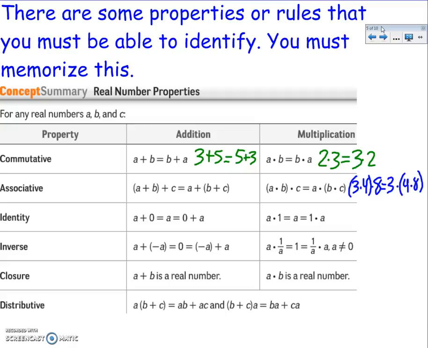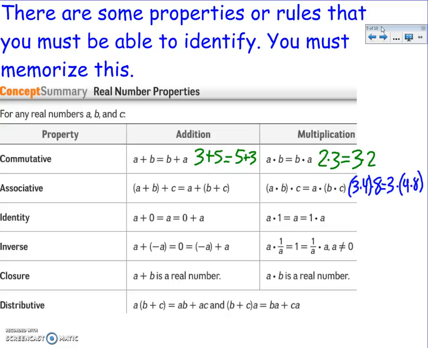Identity. Your identity does not change. Identity means what do you do, either addition or multiplication, that keeps you the same. So for addition, what do you add to yourself to stay you? Well, you add 0. Anything plus 0 is the same thing. For multiplication, what do you multiply by to stay the same? Well, if you multiply by 0, you change to 0. So you multiply by 1. Anything times 1 is the same thing.